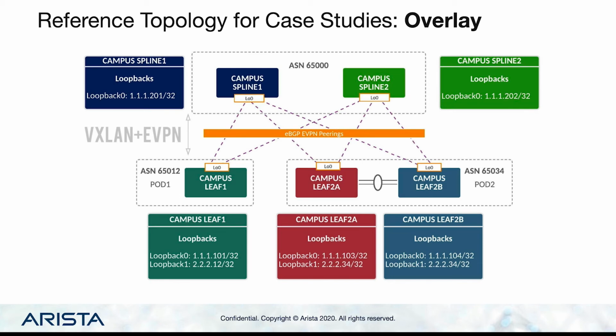All campus leaf switches will also have a loopback 1 interface defined, which will serve as a source for VXLAN tunnels. On the leaf switches in the MLAG domain, the IP address of loopback 1 will be identical between MLAG peers.